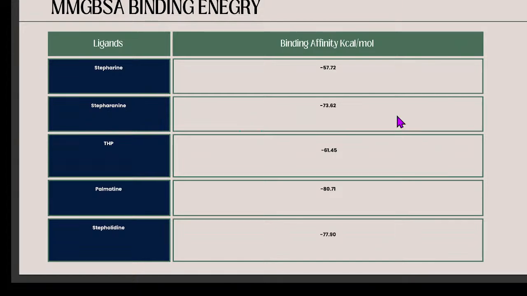Okay, so in case of stepharine, although the binding energy looks different, if you talk about the overall binding energy, it is quite low. But if you compare with the rest of the four, it is quite larger as well. But if you compare with the overall structure, then it is quite low. So it has a good binding affinity.